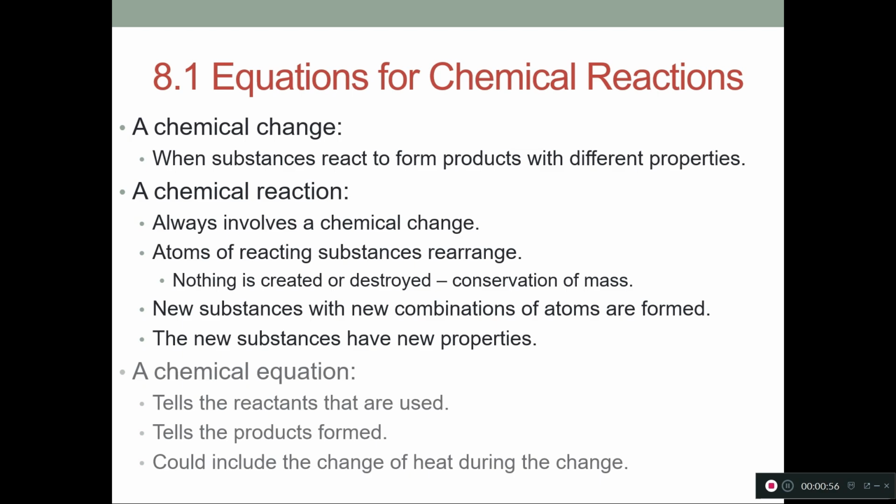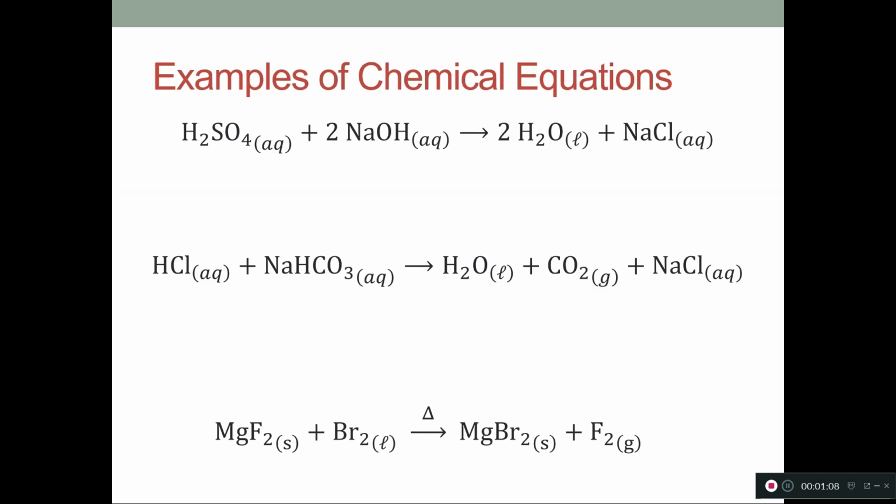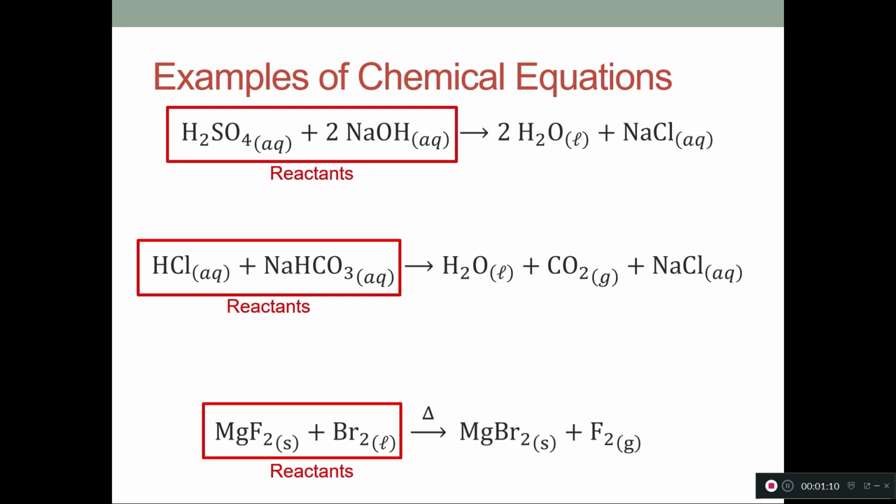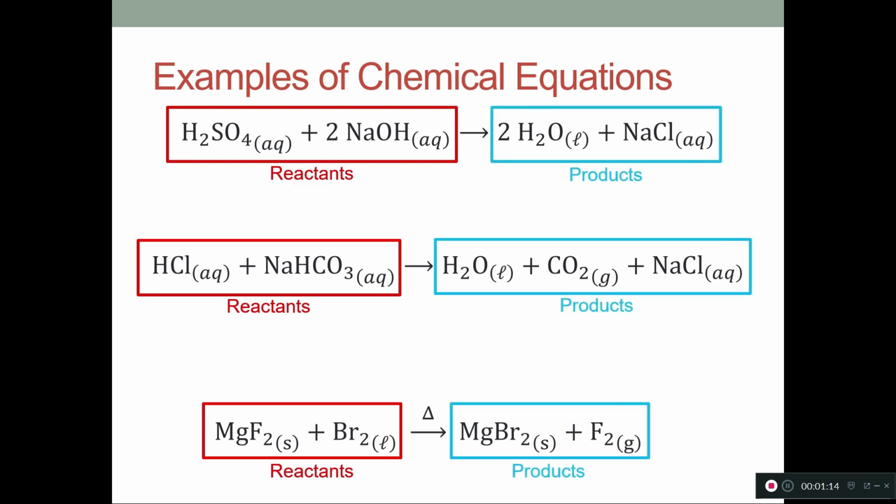To show this, we use what's called a chemical equation. This tells us the reactants that are used and the products that are formed, and these can also include things like the change of heat. These are what chemical equations look like. We have the reactants here to the left of our arrow and the products here to the right of our arrow. So the reactants are the things we're putting into the reaction. The products are the things that are produced in the reaction.